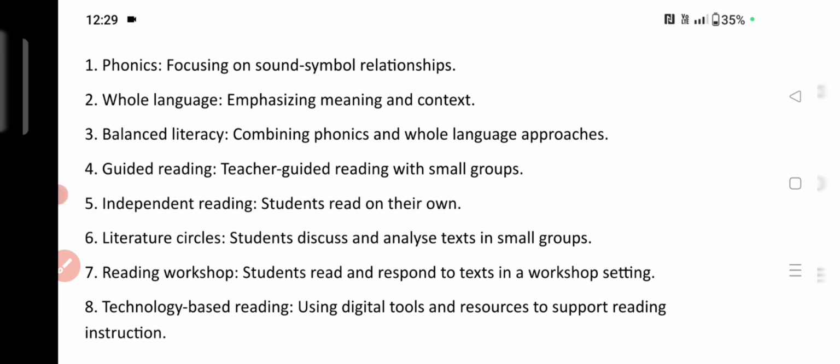And guided reading is nothing but the teacher guiding reading with small groups. And independent reading is where the students read on their own only, because it's reading while growing up in the middle age or in the starting age of the schools.